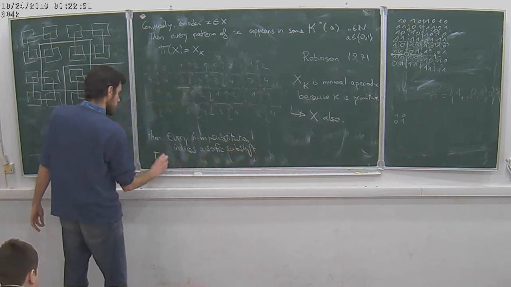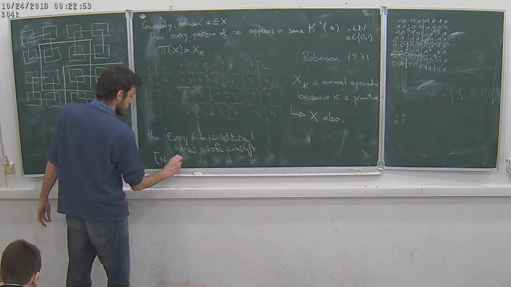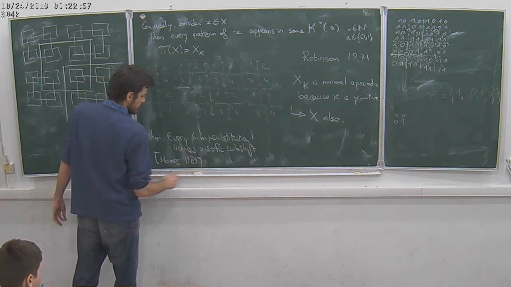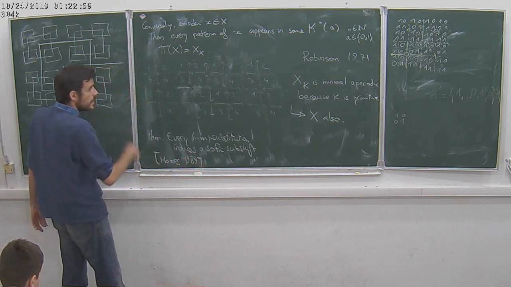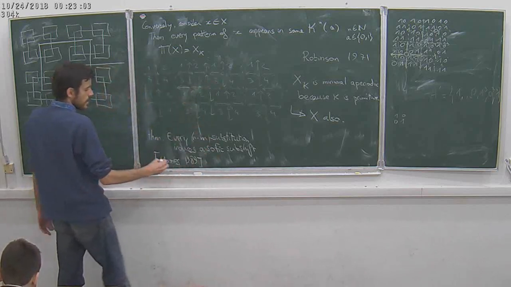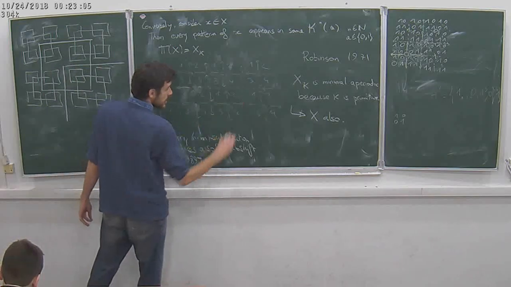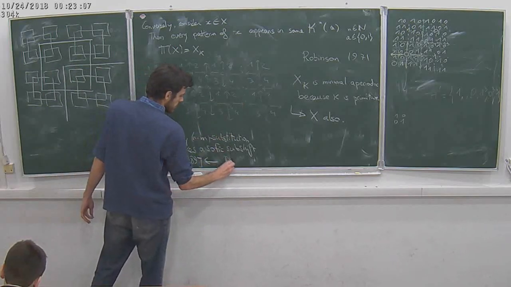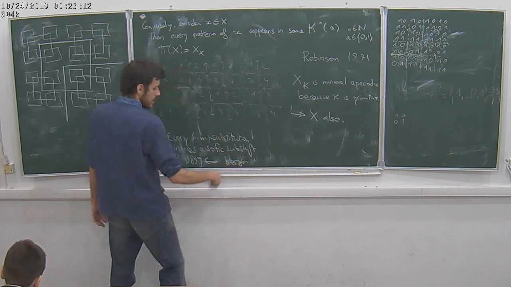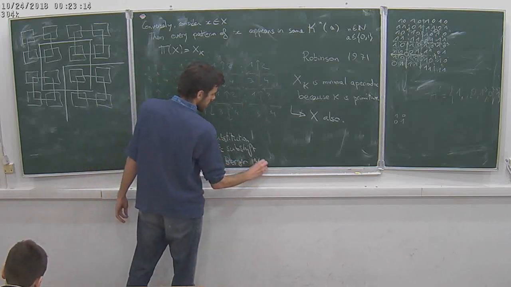Sometimes this theorem is attributed to Mozes. It was in 1989, I think. But the ideas were already present in Robinson and in Berger. Berger is the first one to have built an aperiodic subshift.